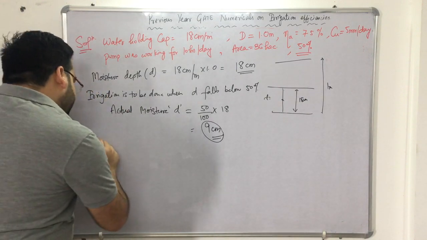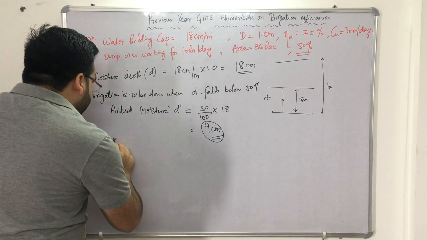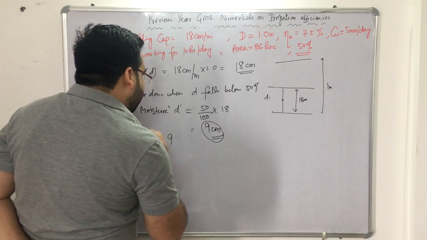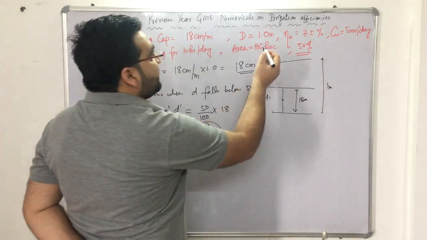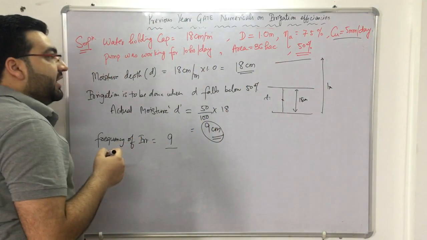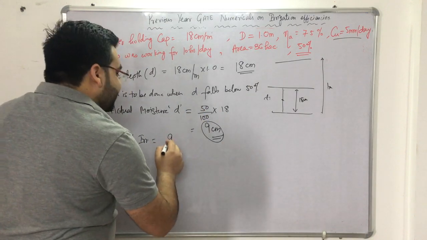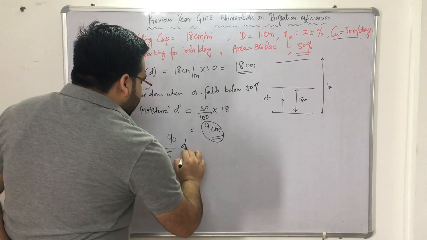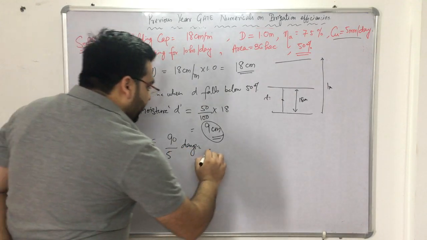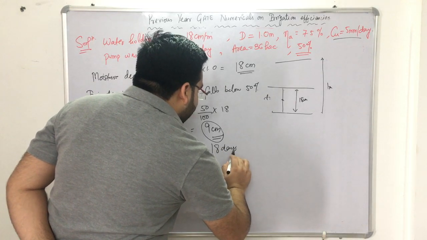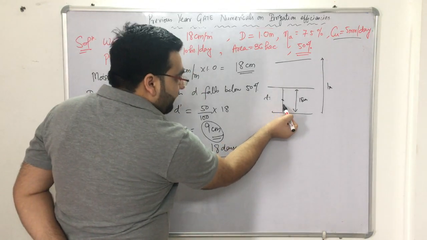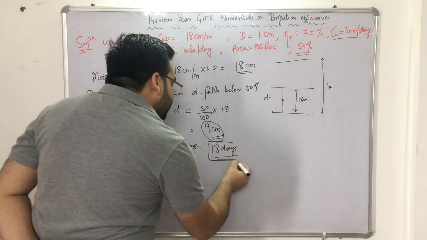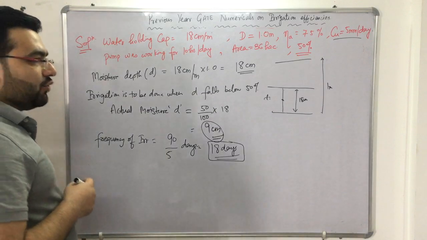So now frequency of irrigation, that is after how many days we have to do the irrigation. Frequency of irrigation is actually equal to 9 centimeter, and what is the consumptive use? Consumptive use is 5 mm per day, right? So for 9 centimeter, let me convert it into mm, so 90 mm divided by 5 mm per day, so it is 18 days. So after 18 days, the water level will go beyond this 9 centimeter, and we have to do the irrigation, right? So we have got the value as 18 days, that after 18 days we have to do the irrigation.